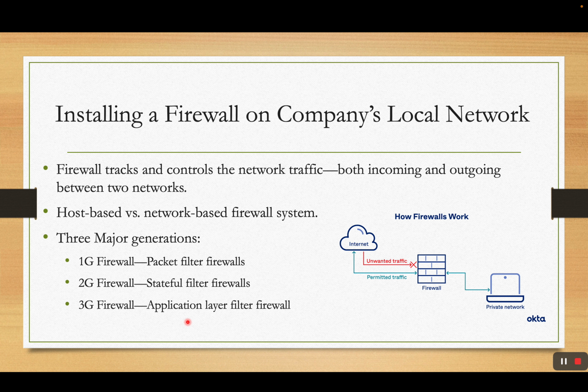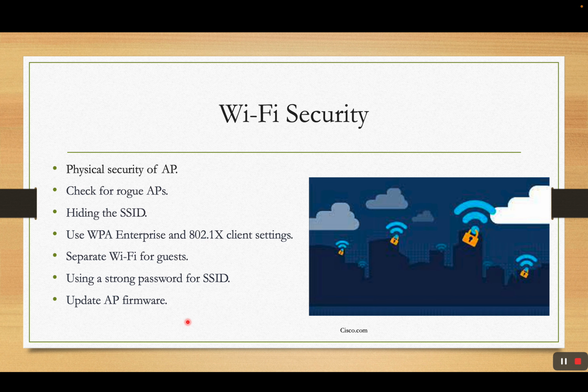The third one is the application layer filter firewall, which operates at the OSI model's application layer, layer 7, and can inspect the content of the packets and the data streams. It can filter traffic based on application use and identify and block malicious code. It provides the highest level of security among the three generations of firewall technology, but it requires more processing power and can become complex to manage.